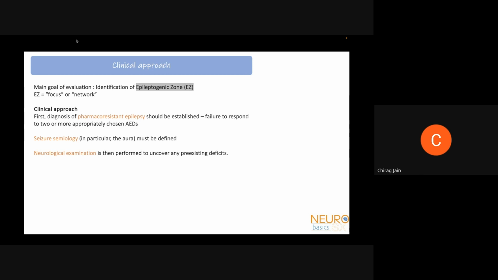After this, a neurological examination is performed to uncover any pre-existing deficits, because a lot of surgeries which are done for epilepsy cases do tend to induce deficits. So it's always important to know what are already pre-existing deficits, because a lot of these patients would have hemispheric damage or particular lobar damage. So you have to rule out particular deficits before surgery itself.